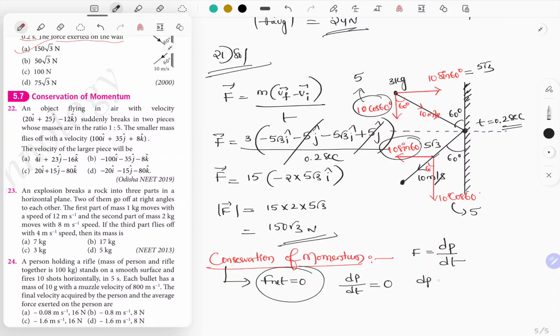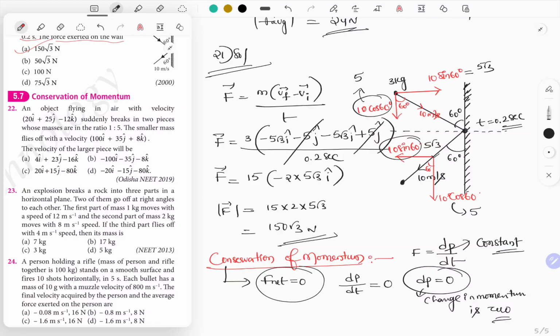So if F net acting on the system is equal to 0, dP by dt is equal to 0. So from this dP is equal to 0, it means change in momentum is 0, but not momentum is 0. So here, change in momentum is 0 when force is equal to 0, when momentum is constant, then only F is equal to 0.